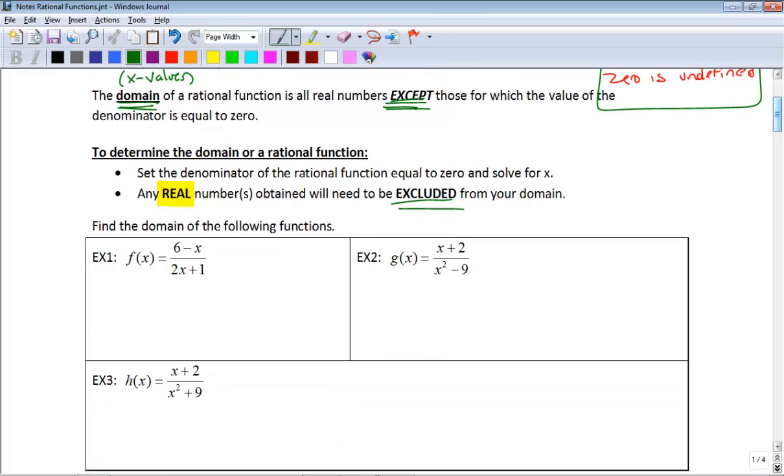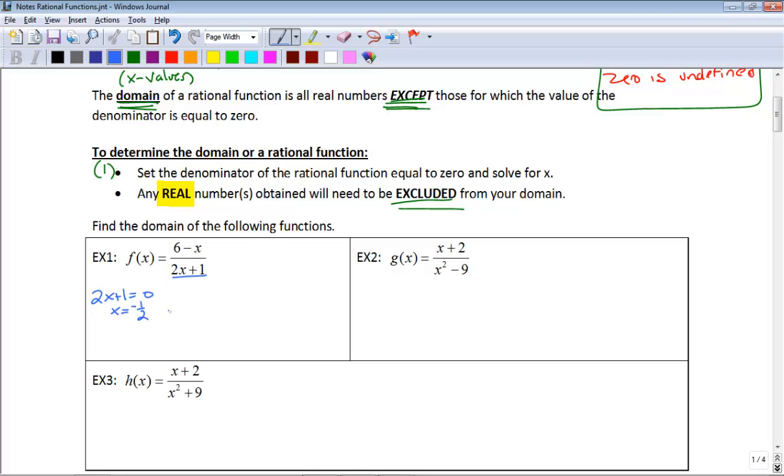So example 1 is f of x is equal to (6 minus x) over (2x plus 1). So let's find the domain. Well, the first thing I need to do is set the denominator equal to 0 and solve for x. So I set the denominator, which happens to be 2x plus 1, equal to 0, and I solve it for x. Well, if I solve this for x, I end up with x is equal to negative 1/2.